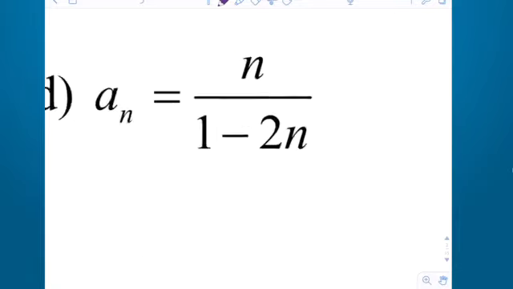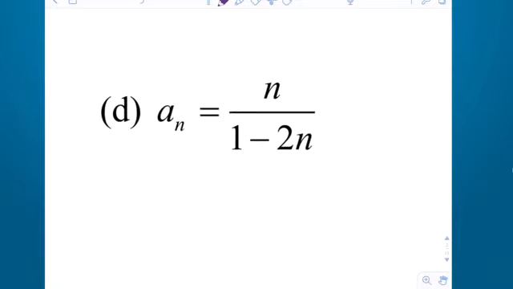Okay, let's look at this one over here. a sub n equals n over 1 minus 2n. What is the limit as n goes to infinity?